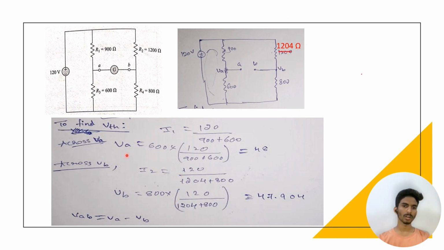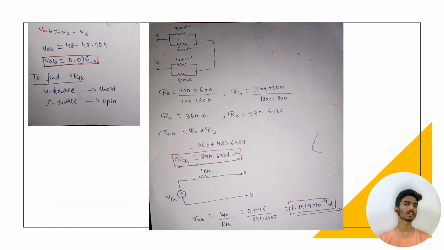We get I2, and substitute here V is equal to IR. R is 800 and I is this value we calculated here, 120 by 1004 plus 800. After calculating we get 47.904 volt. After this we need to find VAB, so we subtract VA minus VB. After subtracting, we get VAB is equal to 0.096 volt. We found the value of VTH, and we need to find the RTH now.